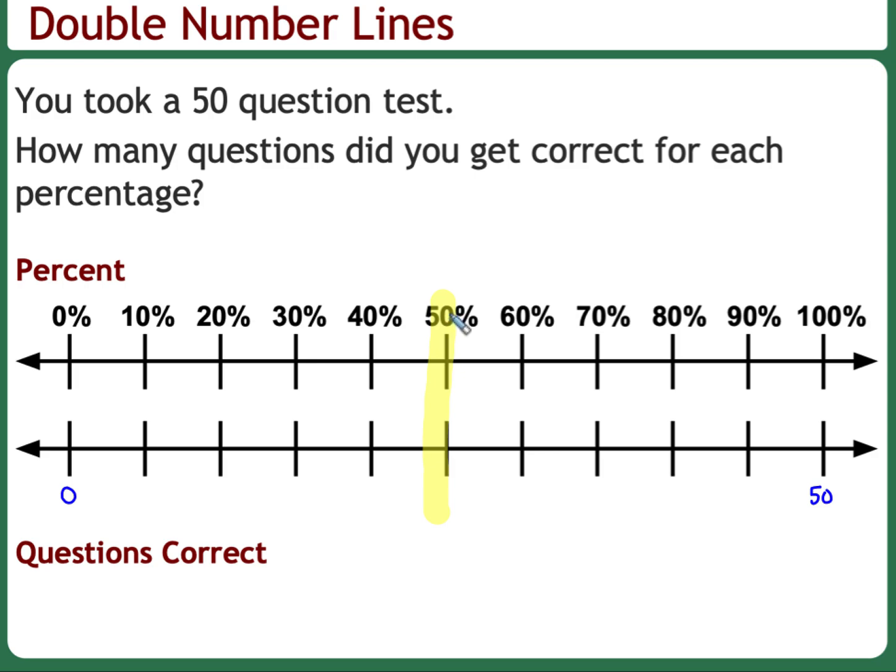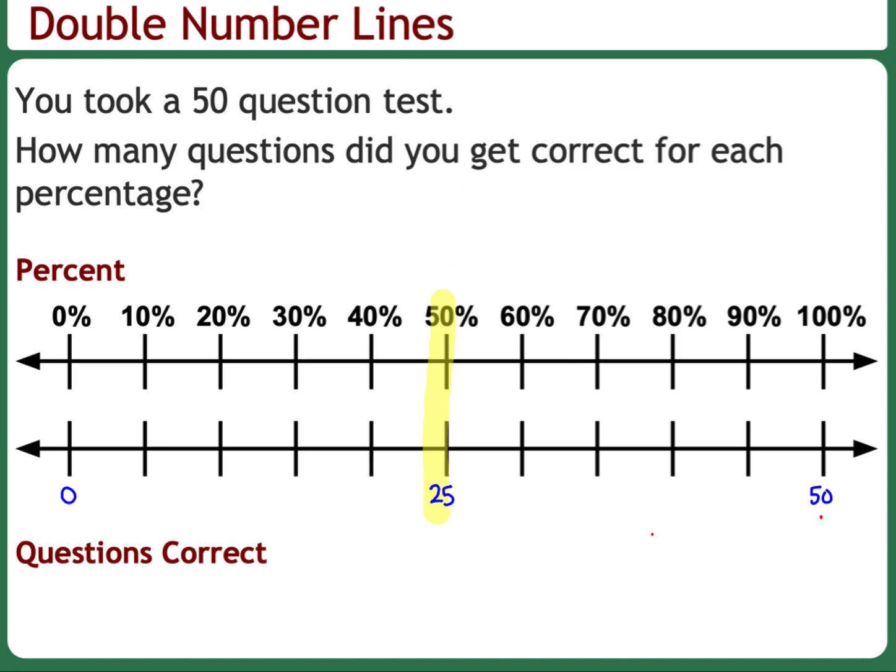So 50% is half of 100%, and I can think of that as a ratio table. How do I go from 100% to 50%? Well, I would divide by 2 to get 50%. So for 50, my value, I would need to divide that by 2, and that would give me 25. So if I scored a 50% on a 50 question test, I would have 25 questions correct. All right, so that's my benchmark to help me make sure my numbers make sense.